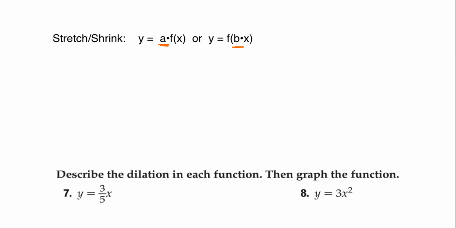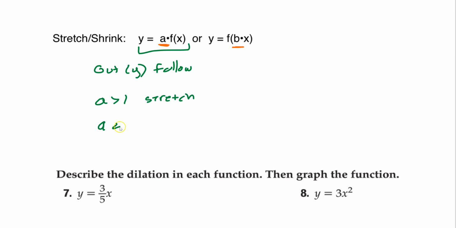So let's talk about the outside one first. Hopefully by now you can notice, if it's on the outside, it's going to affect the y values. So right, outside y follow. So basically we're going to multiply y values by a. Now the general idea is this. If a is bigger than 1, call that a stretch. It makes your numbers bigger.